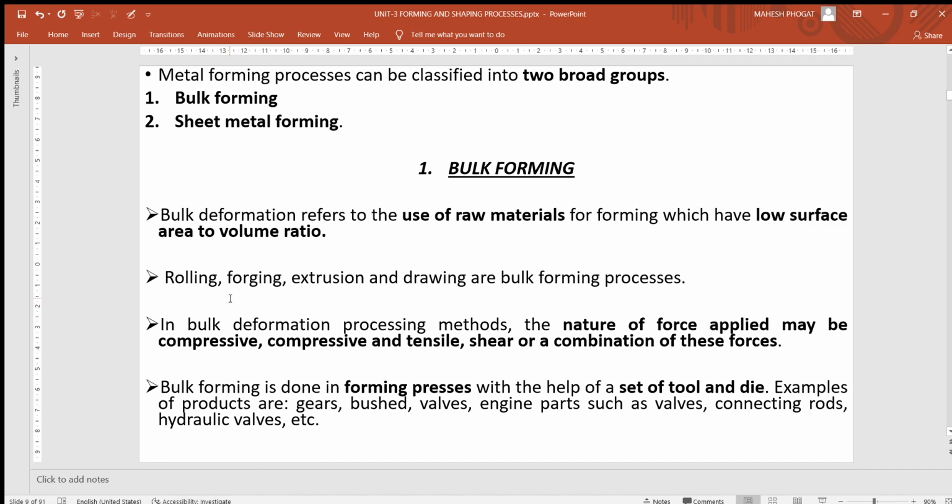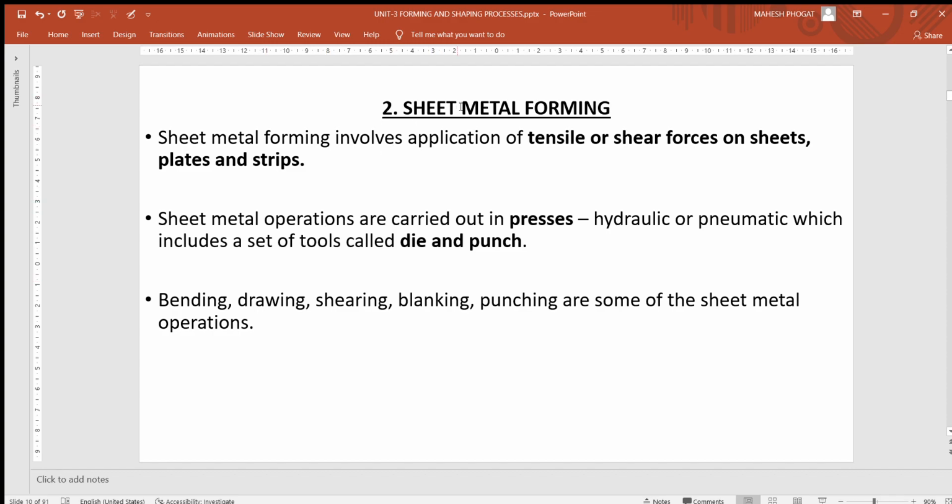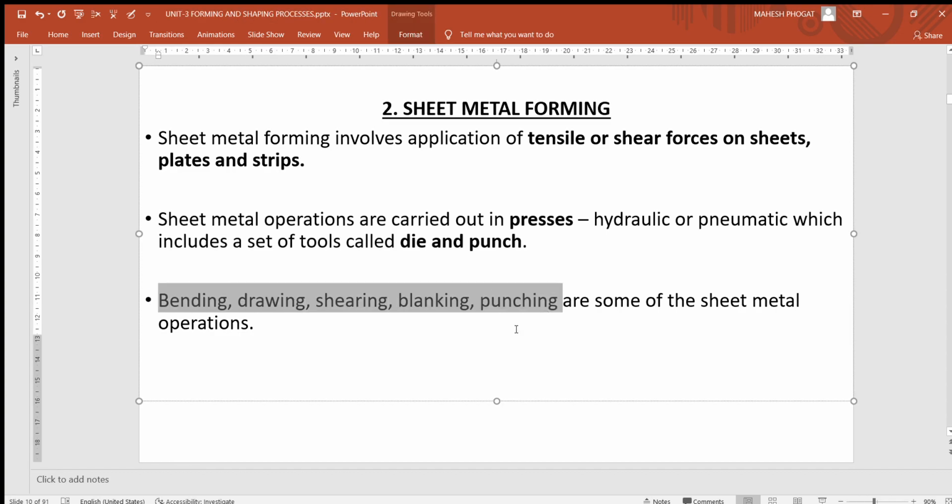Second is sheet metal forming, where simple sheets are used and their shape is changed to convert them into final products. Tensile or shear force can be used on the plates and strips. Again, a punch and die press is used, which can be hydraulic or pneumatic. We will see in the coming lectures what different kinds of presses are used. Some of the processes in this category are bending, drawing, shearing, blanking, and punching.